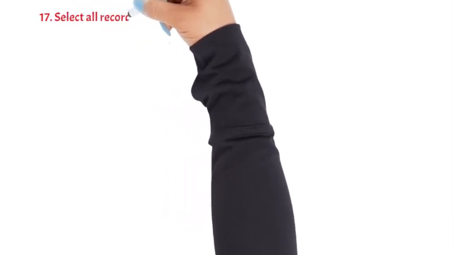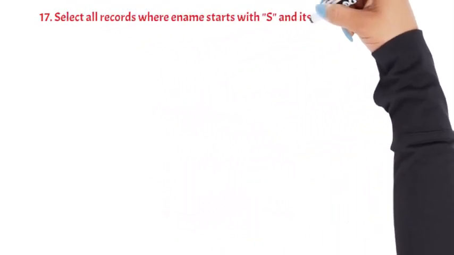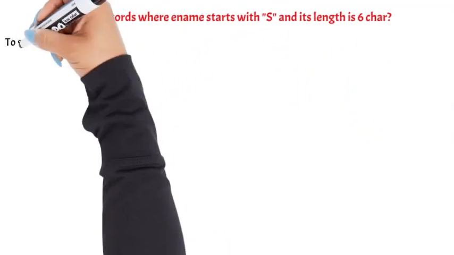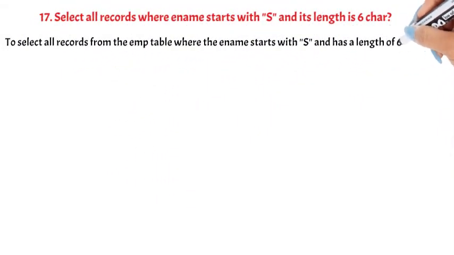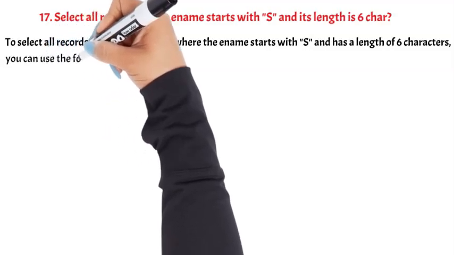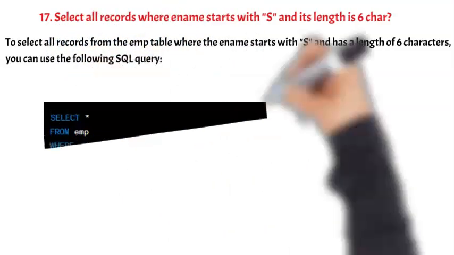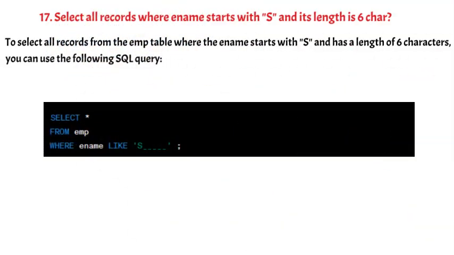17. Select all records where ename starts with s and its length is 6 characters. Select all records from the Emp table where the name starts with s and has a length of 6 characters. You can use the following SQL query. In this query, replace emp with the name of your table and ename with the appropriate column name representing the employee name in your table.